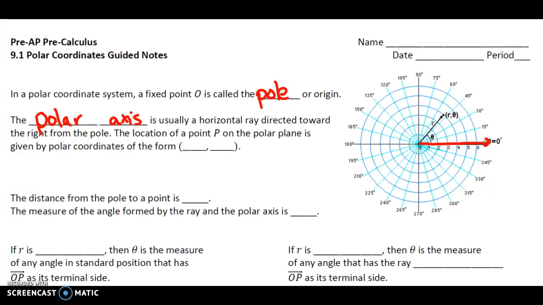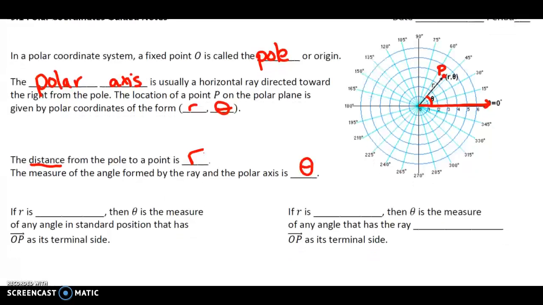The location of point P on the polar plane is given by the coordinates in the form (r, theta). So here is point P on my polar coordinate system. The distance from the pole to the point is r. So that's like our radius. The measure of the angle formed by the ray and the polar axis is theta. That angle right here.